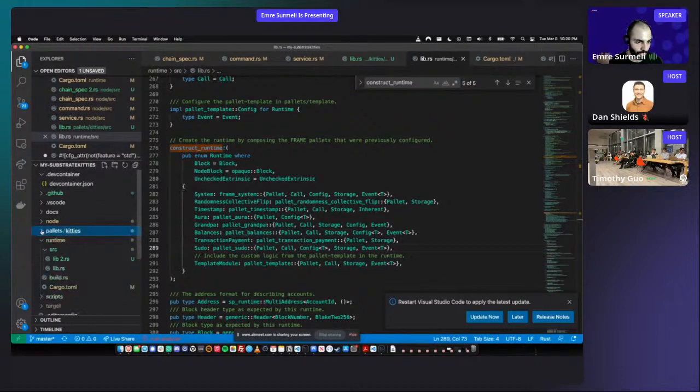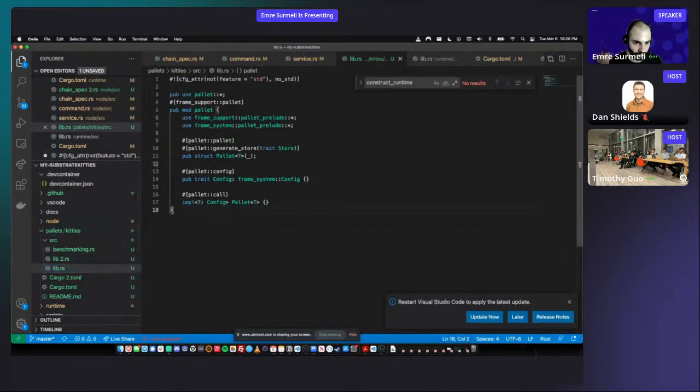So if you were to, let's say, take a pallet and wanted to develop your own pallet, this is kind of the structure of a pallet right out of the box, right?